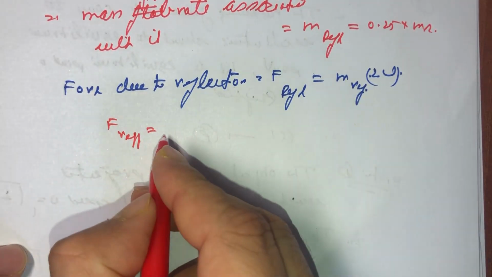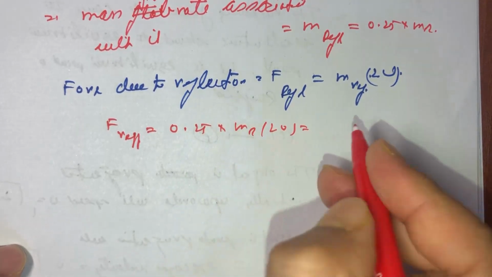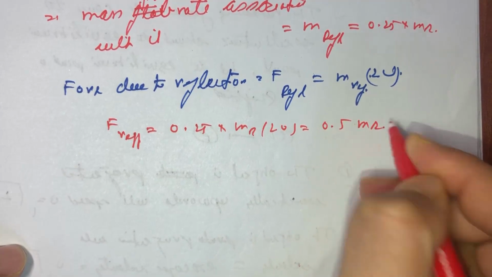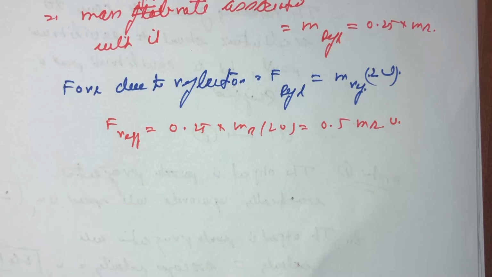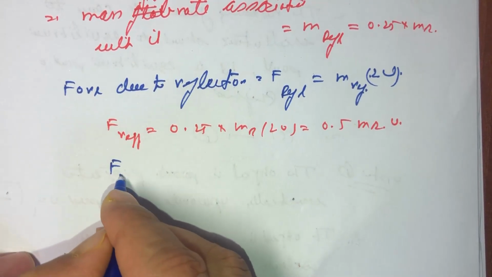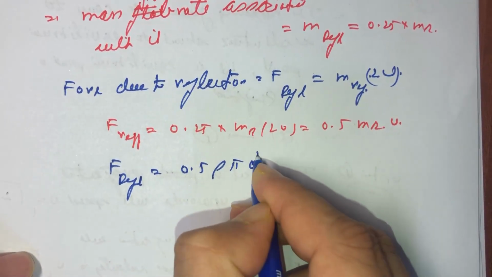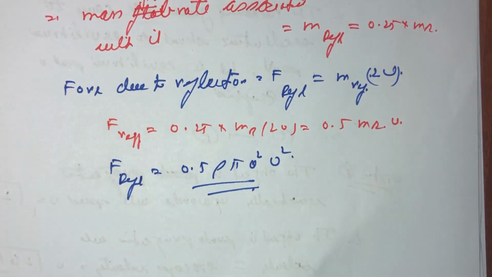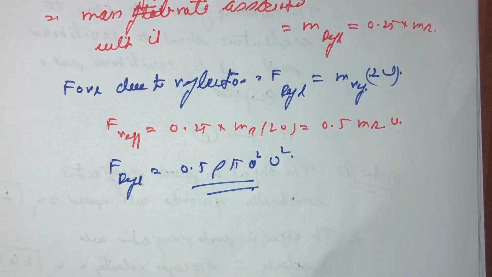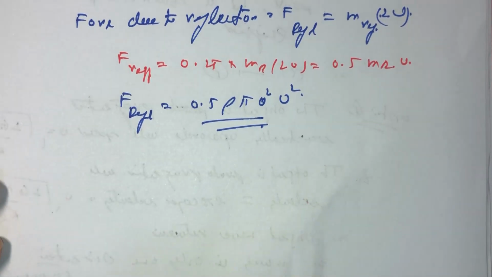So we put the value, we get this as 0.25 mr 2v, which becomes 0.5 mr v, and we know mr is our rho pi a square v, so we get F reflection will be equal to 0.5 rho pi a square v square. So now we can find out the total force on the mesh will be equal to summation of all the three cases. In the first case there was no force, so the total force on the mesh will be summation of the force loss and force reflected.